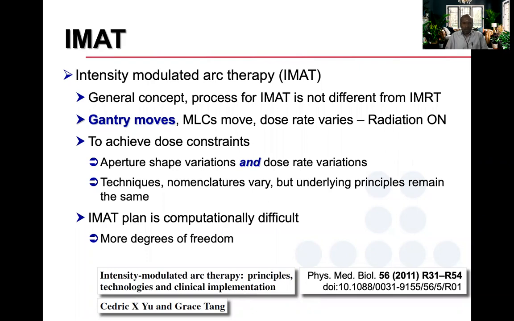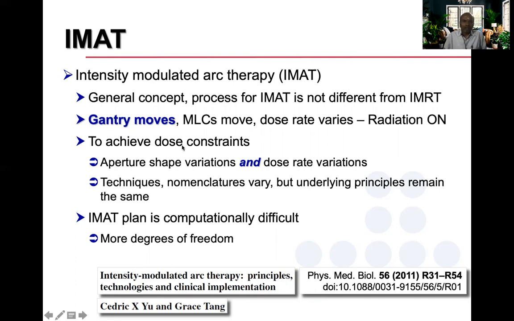In intensity modulated arc therapy, that is IMAT, the correct terminology is IMAT. Most often we use volumetric modulated arc therapy. The general concept and the process for this IMAT is not much different from IMRT. The only thing is that the gantry moves, as against IMRT, where the gantry remains static. Gantry moves, MLCs move, and the dose rate is also varied when the radiation is on.